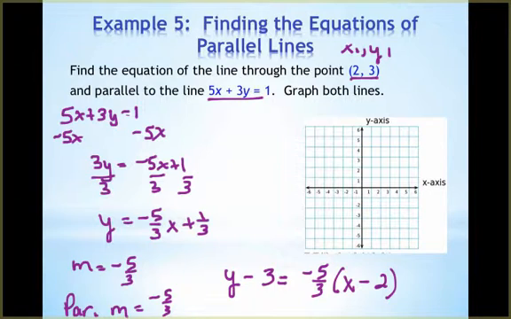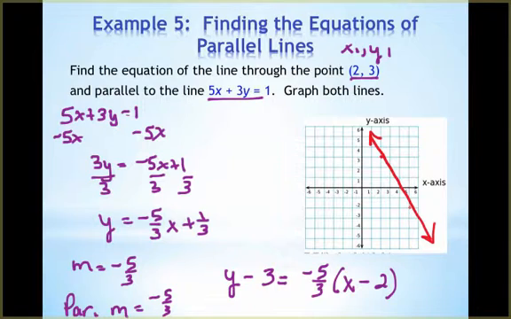So if we start at (2, 3), that puts my dot there. Then my slope is negative 5/3, so we're going to go down 5 over 3. So if I draw the line between those 2 points, it's going to look like that.